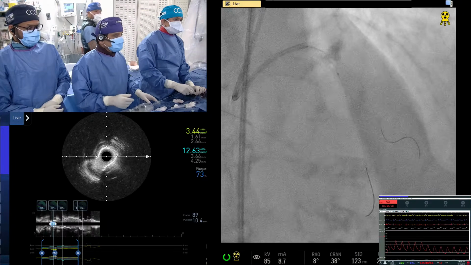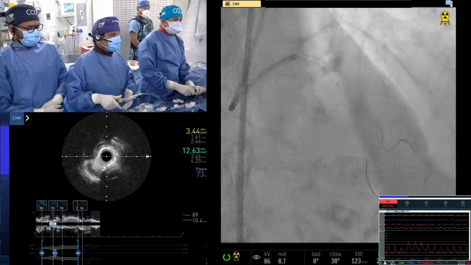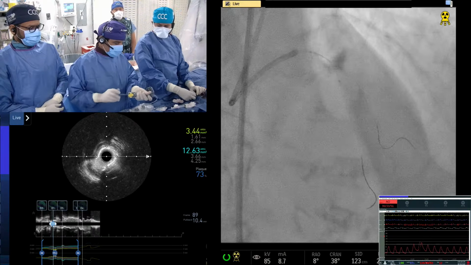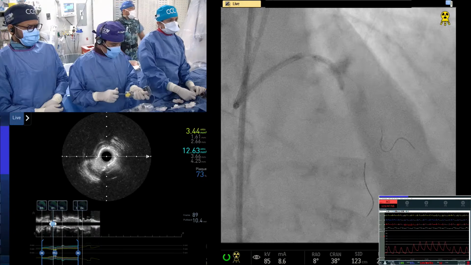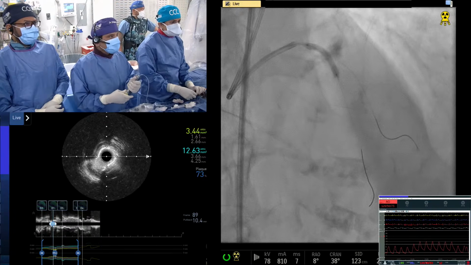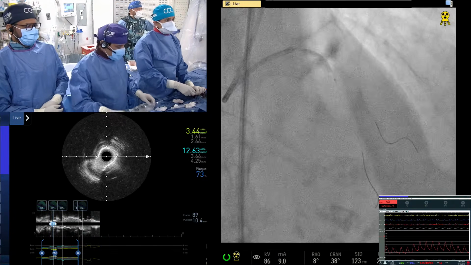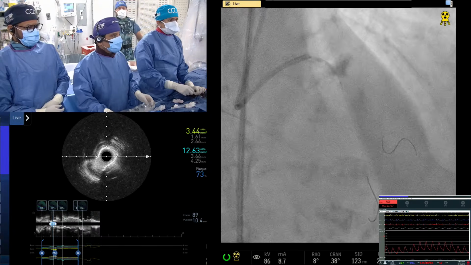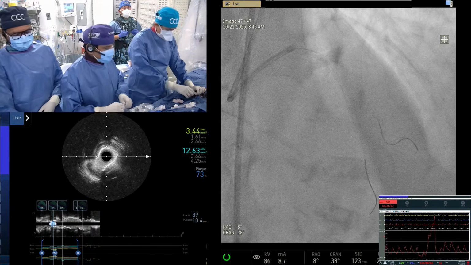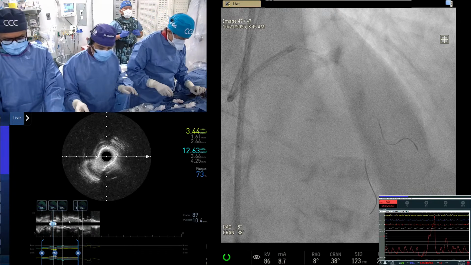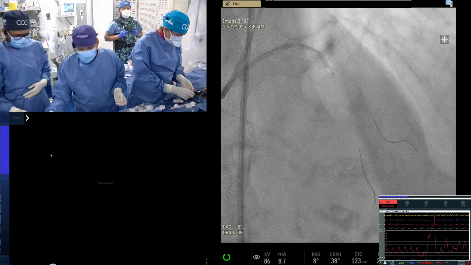Okay, now you want to go high pressure here. How high did you go? 20? 22? Yeah, we can go 20 now. Good. The balloon has expanded. Now you can do the IVUS of the diagonal, maybe. The whole question is whether you need to do atherectomy of the diagonal, or you can just do a cutting balloon or non-compliant balloon, or IVL.